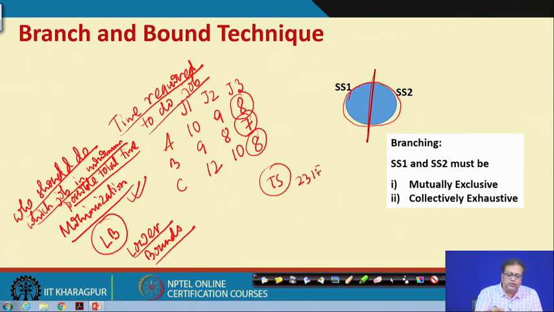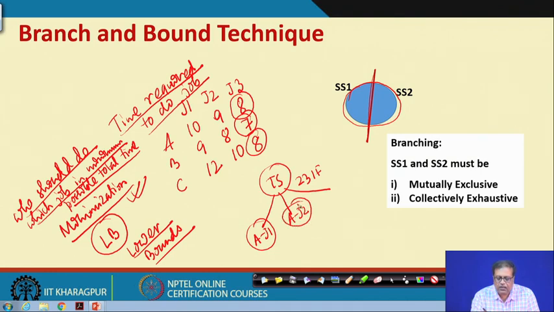Now, how do I make branches? Supposing we make 3 branches. What are the branches? A does J1, A does J2 and A does J3. You see, A has to do either J1 or J2 or J3. There are 3 people, 3 jobs. A has to do one of them.